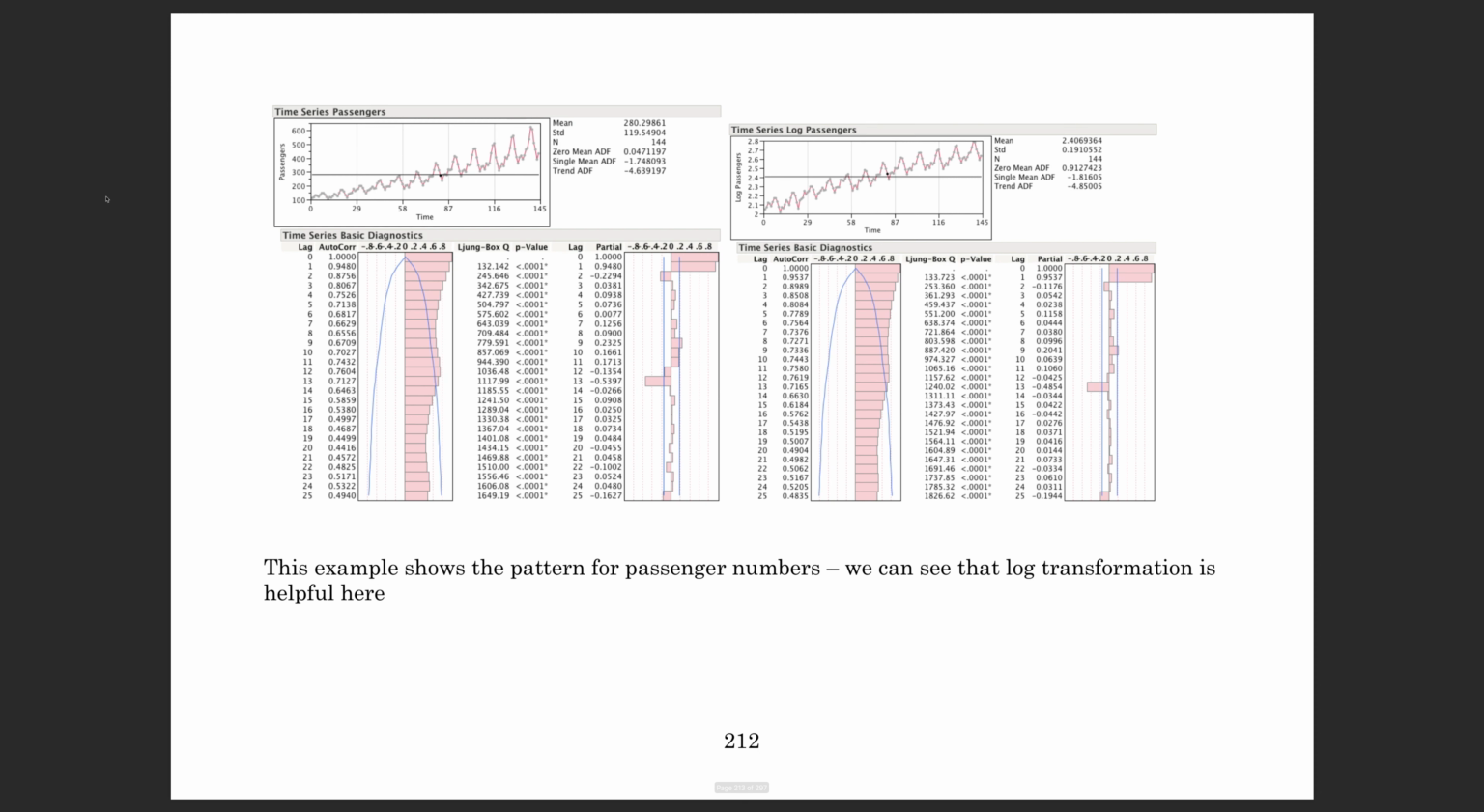This is a pattern for passenger numbers. If you look in the top left-hand corner, you can see that the passenger numbers do go up over time, but you can see that the variability is changing over time. The variability is increasing. So not only is the average count going up, but the variability is going up. This turns out to be a situation where often a log transform will be helpful.